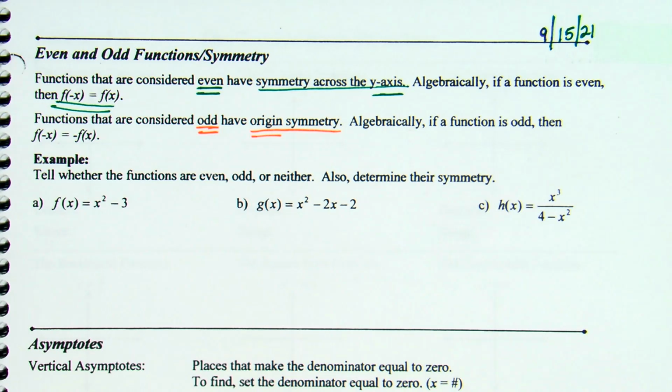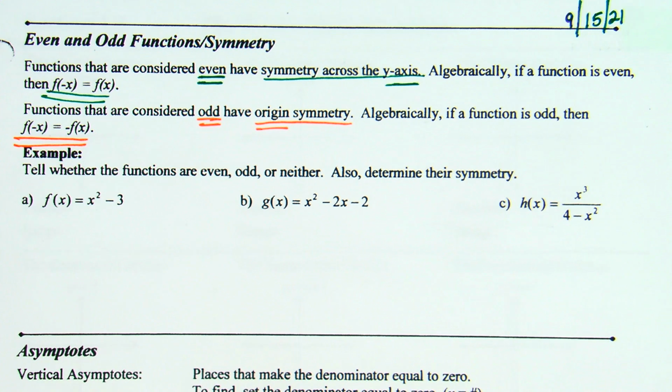So if it's symmetric across the origin, I'll show you an example, but it's kind of like a diagonal symmetry. Origin symmetry is if you reflect it across both axes. So like if you reflect it across the y-axis and then the x-axis, it ends up in that diagonal quadrant, right? And it also almost looks like a 180-degree rotation. Okay, so that's origin symmetry. Now, algebraically, if a function is odd, then f of negative x is equal to negative f of x. Okay, so these are all about the reflections here.